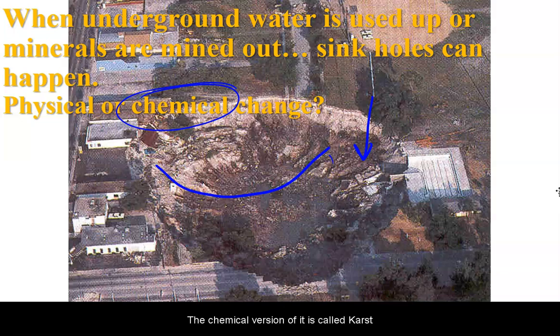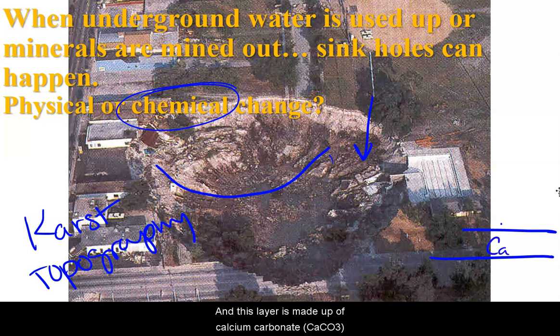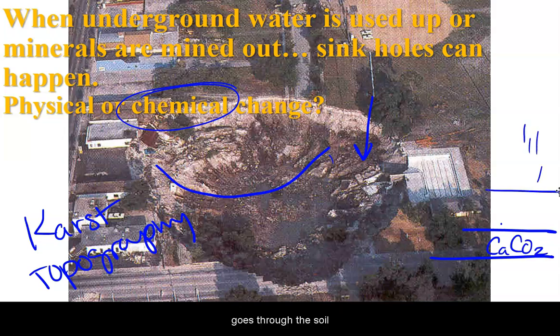The chemical version of it is called karst topography, and it's fossils that make up a layer underneath the ground. And this layer is made up of calcium carbonate. Whenever rainwater goes through the soil and reaches this calcium carbonate, it's washed away because calcium reacts with acid and dissolves, which is the chemical component of this. But that's just a fun geology topic.